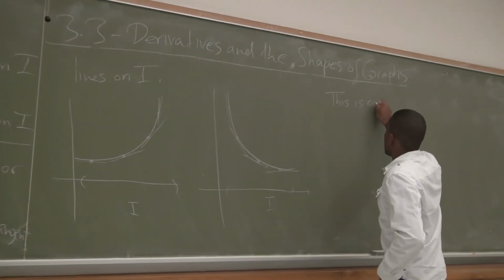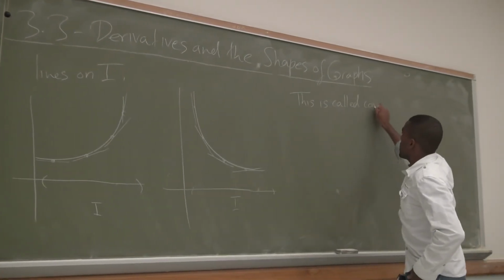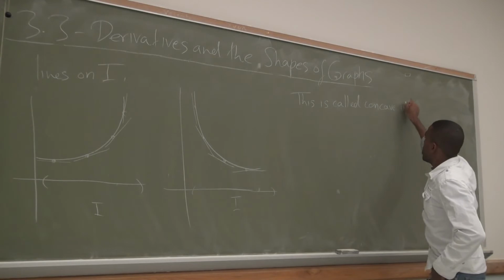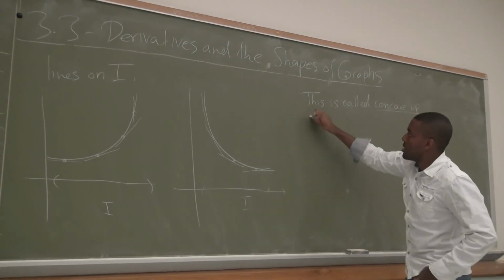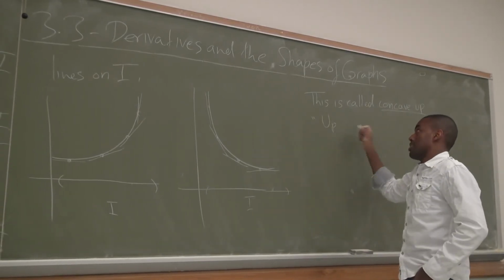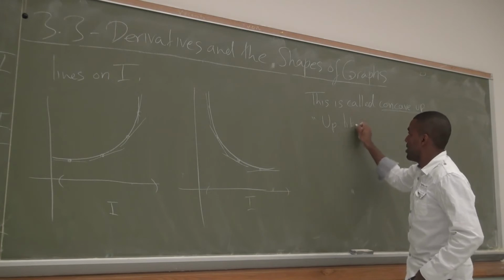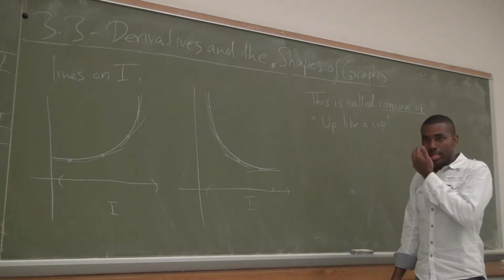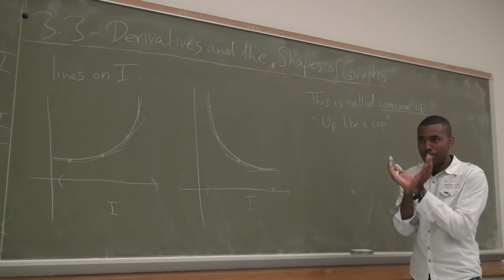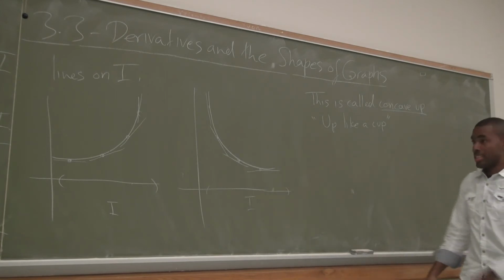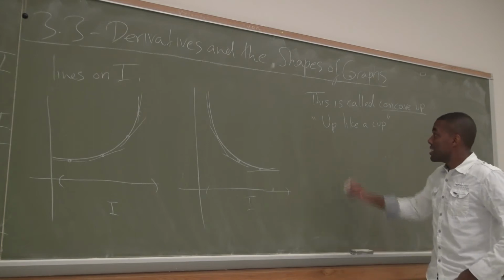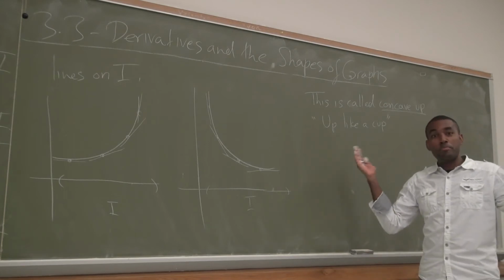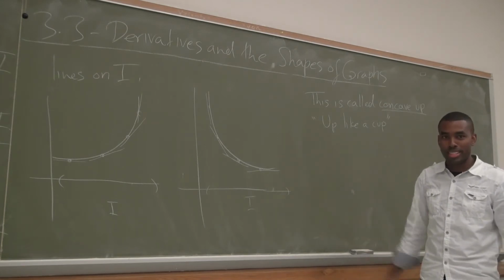This is called concave up. A lot of times, remember: up like a cup. That's how you remember that shape. Up like a cup, that's concave up. Smiley face. And that's going to have more meaning later on. When you're feeling up, you're happy, you're positive, there's going to be some connection to being positive.